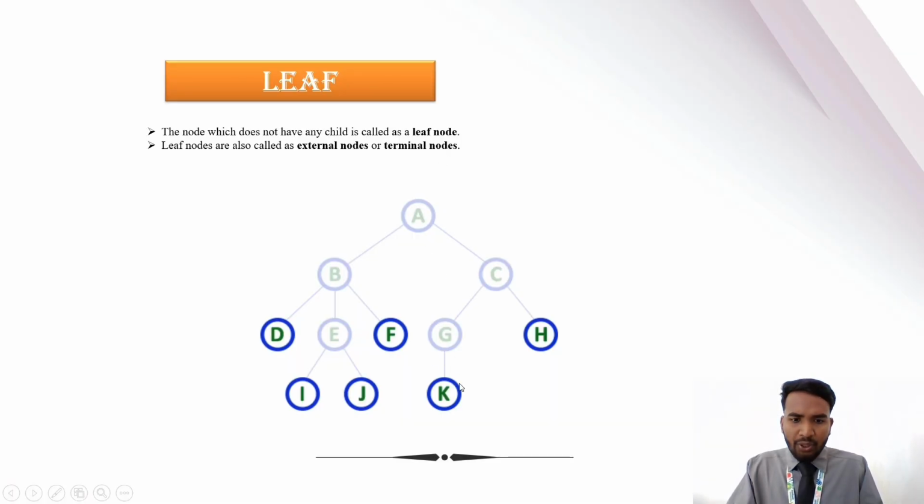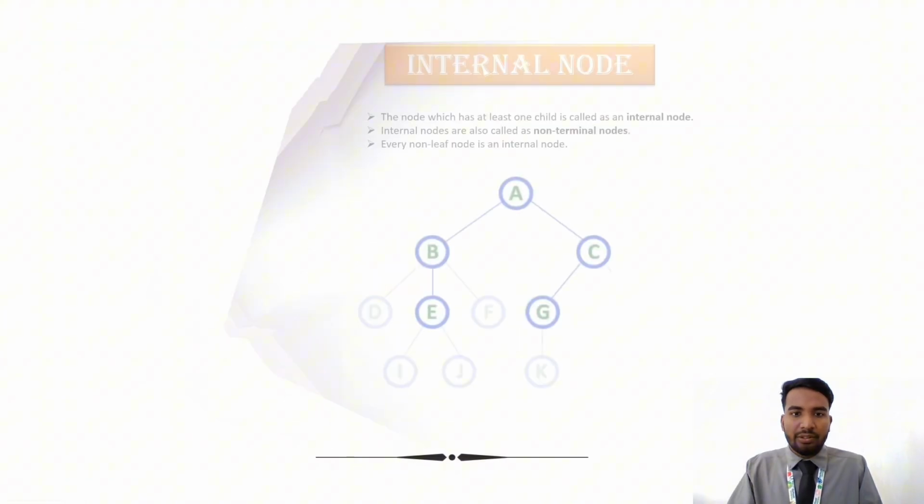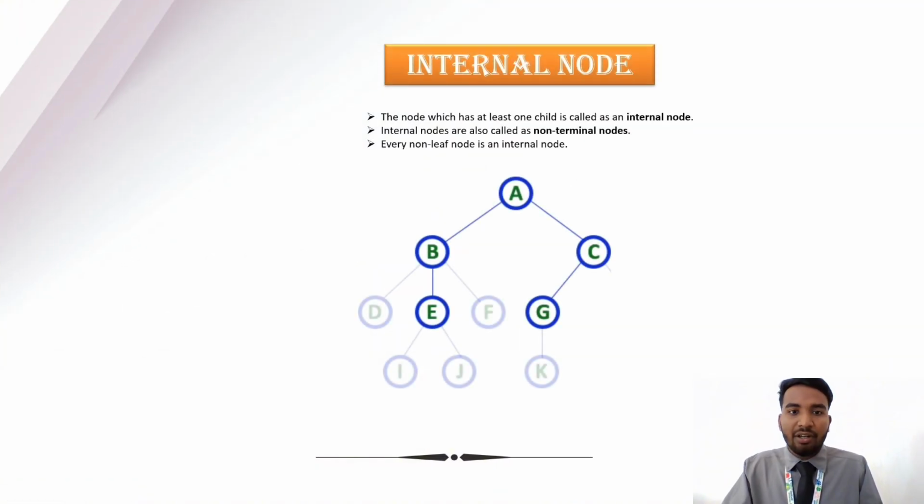Here we can see that K, H, F, J, I, D, these all nodes are leaf nodes, but we cannot call the A node a leaf node because this node has two other nodes, B and C. So in the next slide we will discuss the internal node.